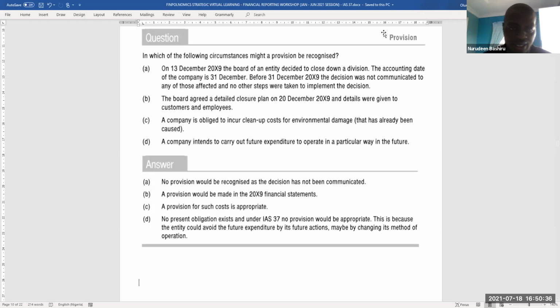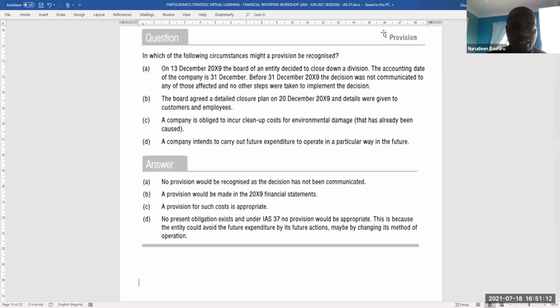B. The board agreed a detailed closure plan on 20th December 2009 and details were given to customers and employees. Solution. A provision would be made in the 20X9 financial statements. C. A company is obliged to incur cleanup costs for environmental damage that has already been caused. Solution. A provision for such cost is appropriate.